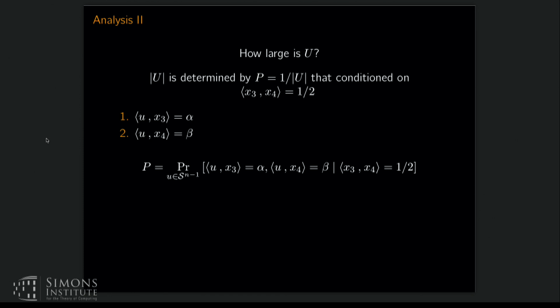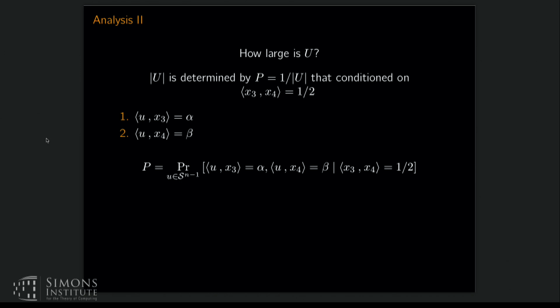So the number of centers we need is determined by the inverse probability that I actually find my point, and by find my point, I mean that x3 will be at distance alpha and x4 at distance beta. And you can change alpha and beta in this case. It doesn't matter which one is alpha and which one is beta. And this is given in particular by this formula. It's a probability taken over random points on a sphere that this happens conditioned on this being true. It's a conditional probability, a fraction between the probability that everything happens divided by the probability that this happens.